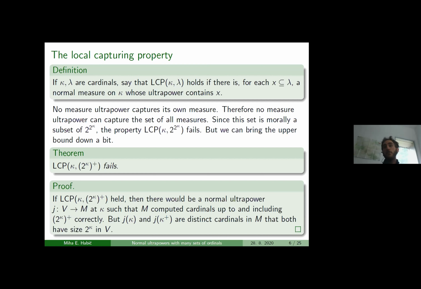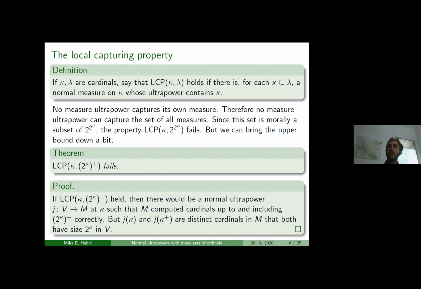All right, but this was quite a sloppy argument. We can bring the upper bound down a bit, and in fact we can prove that the local capturing property at 2^(kappa^+) fails already. So we can peel off one layer of cardinal arithmetic, if you like. And this failure again is not that hard to see. A good way of thinking about it is, what would be an interesting subset of 2^(kappa^+) that we might try to capture by an ultrapower? A good idea might be a set of ordinals that somehow codes which ordinals up to and including 2^(kappa^+) are cardinals.